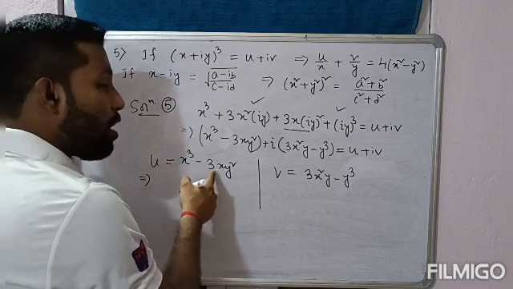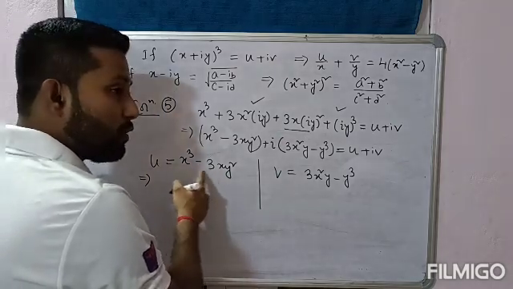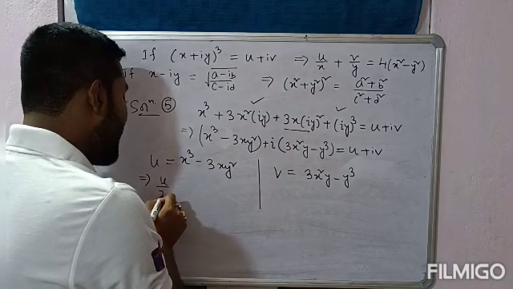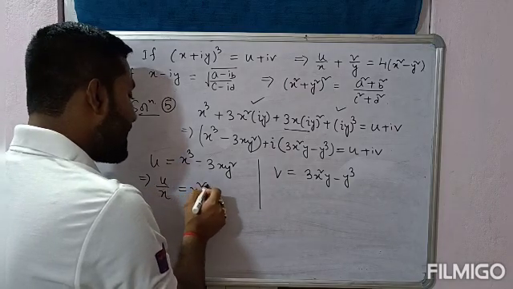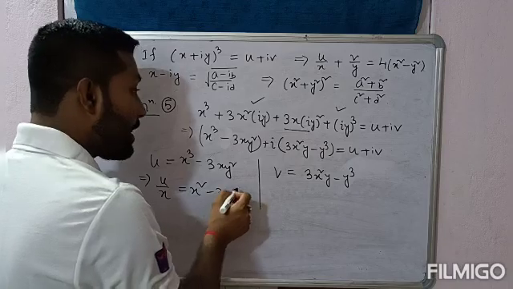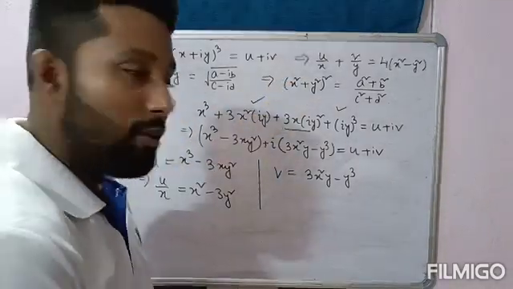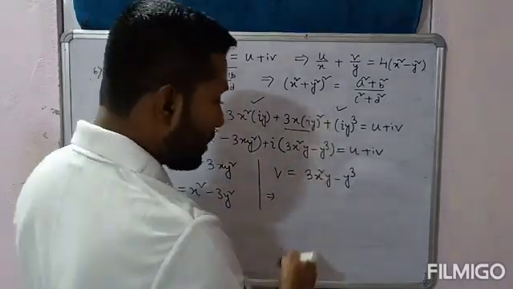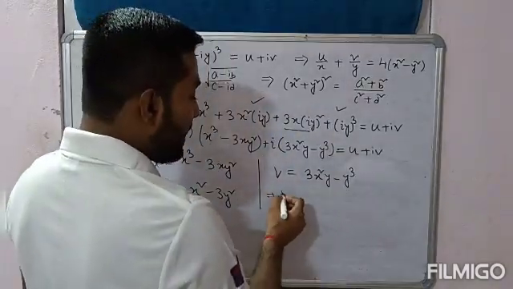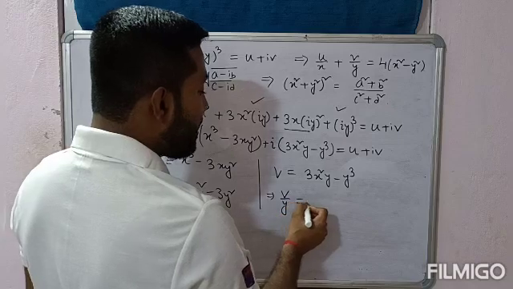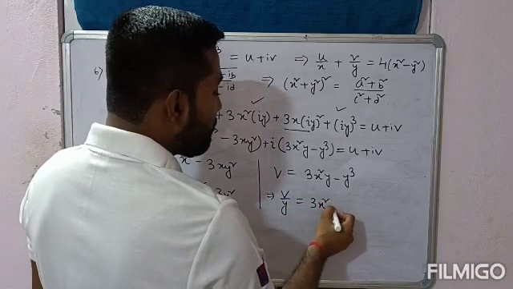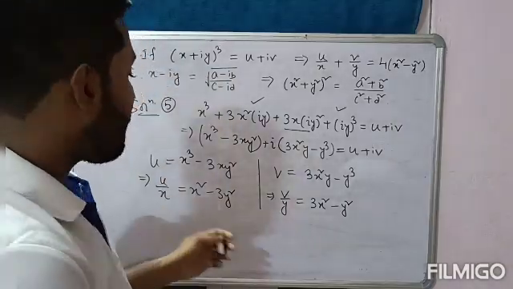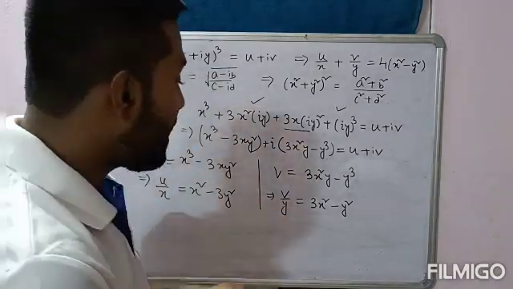So take x common from these two terms. It will be u/x = x² − 3y². So we got the value of u/x. Similarly, from the second equation you can take y common, and we can write v/y = 3x² − y². Alright, so now we know the values of u/x and v/y.